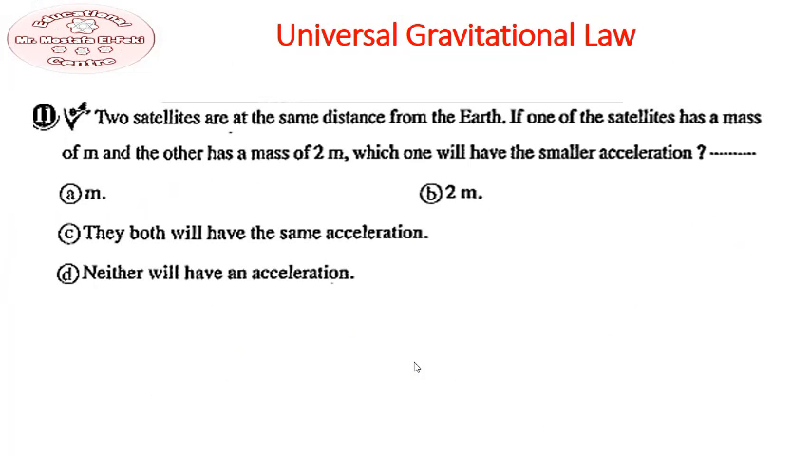Two satellites at the same distance from the Earth. One of them has a mass m and the other has a mass 2m. Since they are orbiting the Earth at the same distance, then they have the same acceleration.